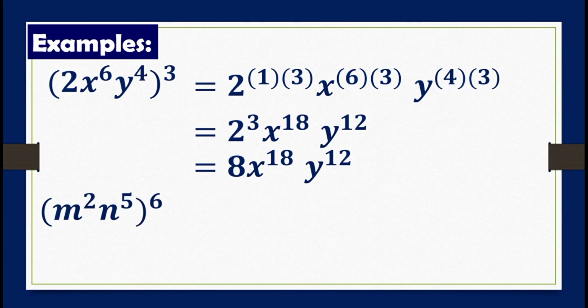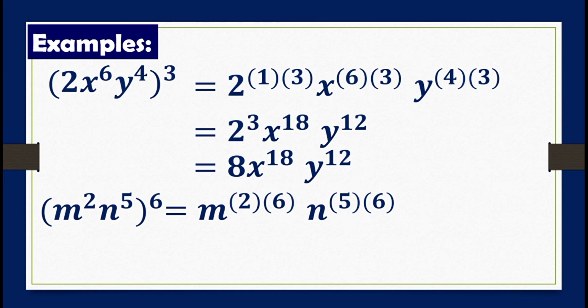Another one. (m^2 n^5)^6. Again, all we need to do is to multiply the exponent outside our grouping symbol to every exponent inside our parentheses. This means m raised to 2 times 6, n raised to 5 times 6. The simplified expression becomes m^12 n^30.